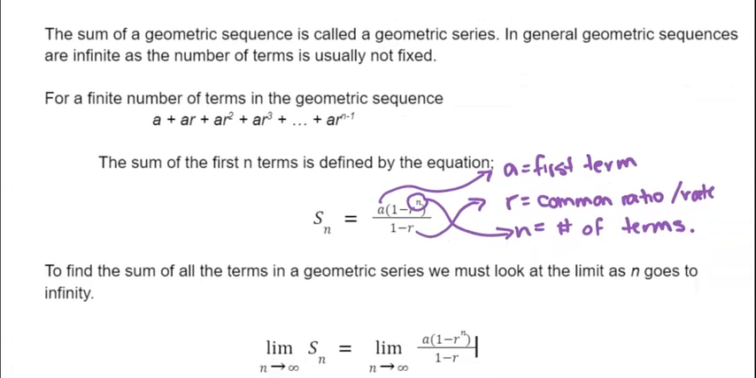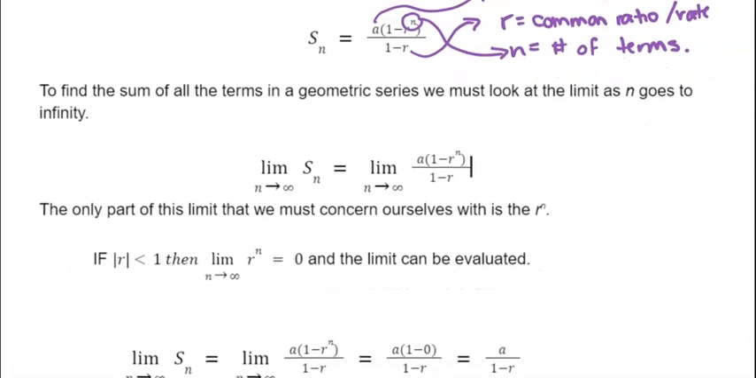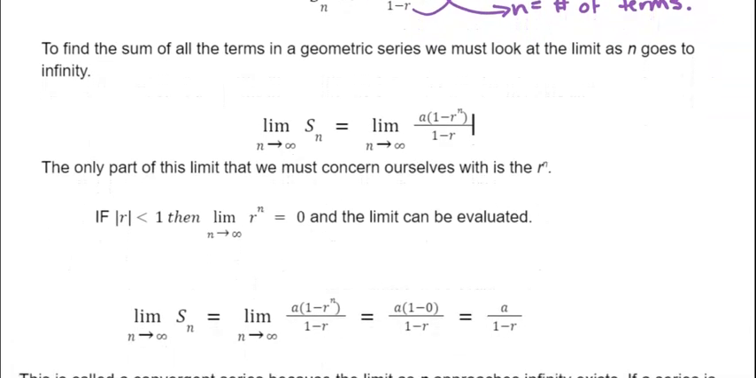Okay, so to find the sum of all of the terms in a geometric sequence, we have to look at the limit of the sequence as n goes towards infinity. So this is stating as the limit of n going to infinity of the sequence of n, we want to consider the rate part of this term. So we just want to look at this section here, r to the power of n.